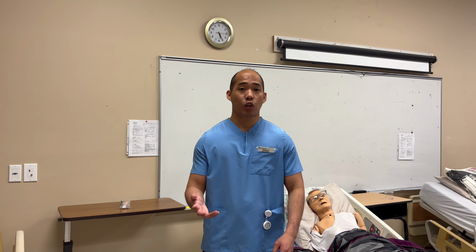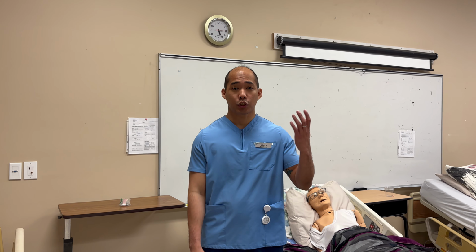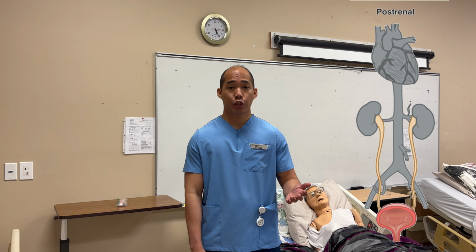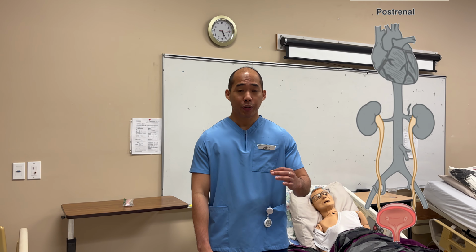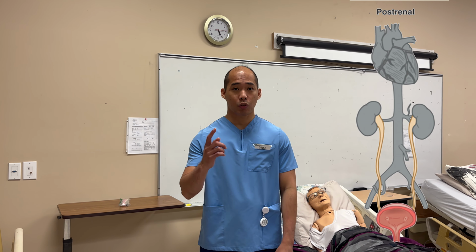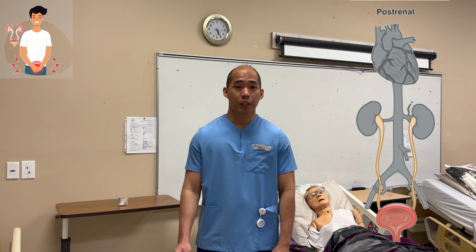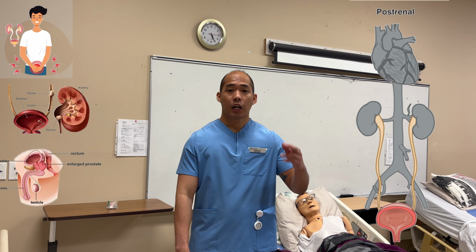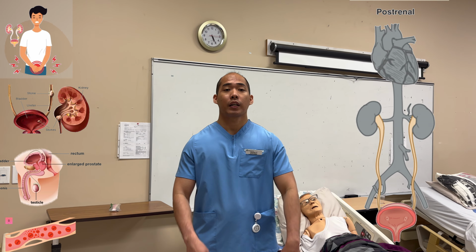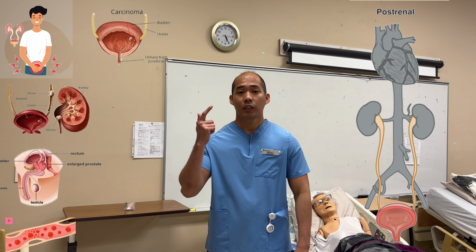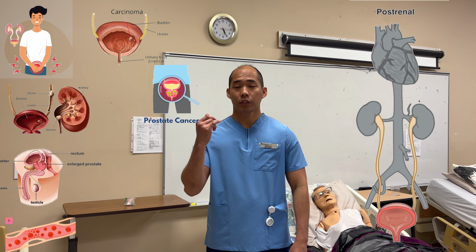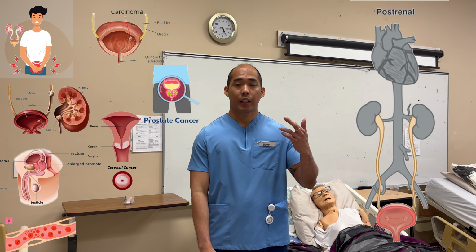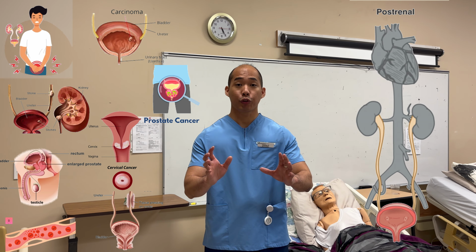Alright, the last cause of acute renal failure is post-renal. This condition keeps urine from leaving our body, which is called urinary obstruction. This includes kidney stones, enlarged prostate, blood clots in the urinary tract, bladder cancer, prostate cancer, cervical cancer, and other tumors that push on our ureters.